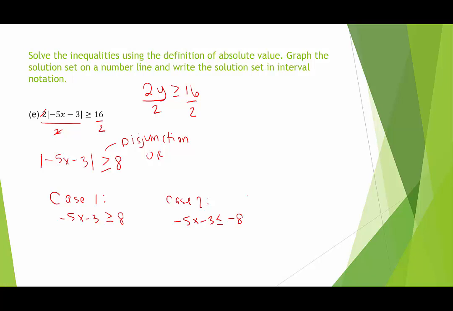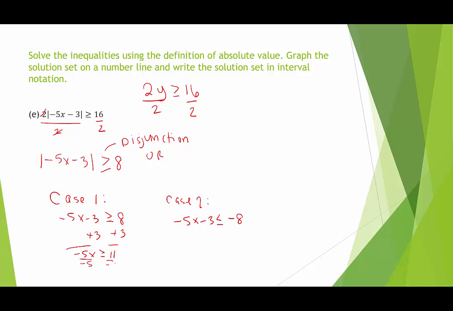As always, notice what's inside the absolute value bars stays the same. The symbol changes, and then the sign of the right-hand side changes too. Okay, from here, we're going to get x by itself. So I'm going to add 3 to both sides. This gives me negative 5x is greater than or equal to 11. And then I'm going to divide both sides by negative 5.